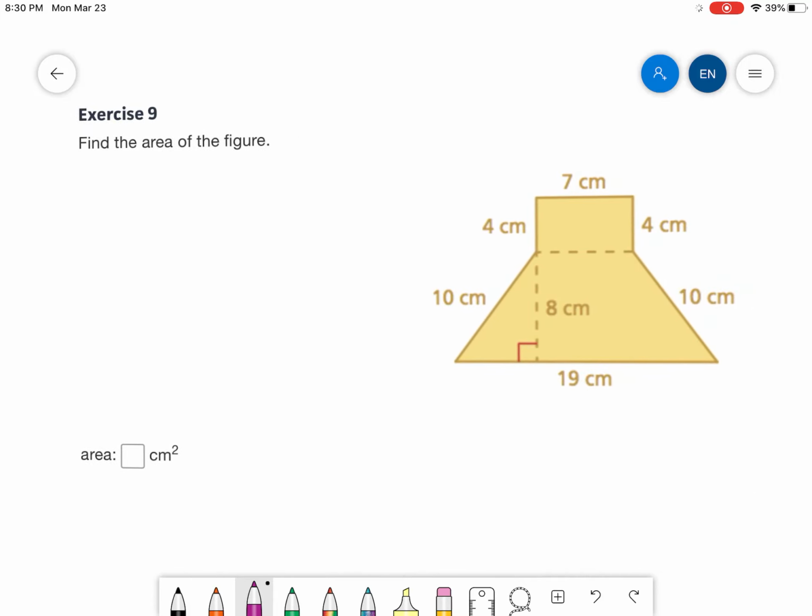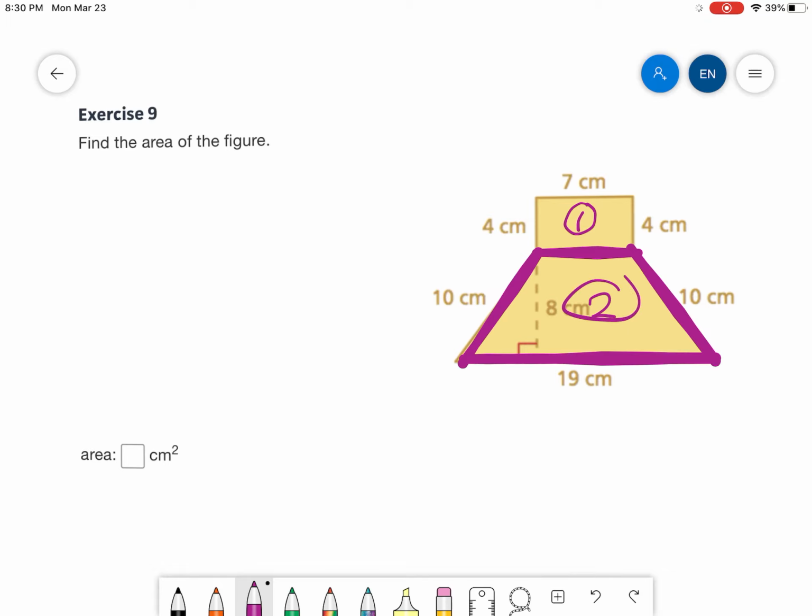The next one I'm going to show you is number 9. Number 9 gives you some measurements instead of a grid, and there are a few different ways to do this. You could look at this rectangle on top as one space, and then this whole section here as a trapezoid, and you can do that as section 2.